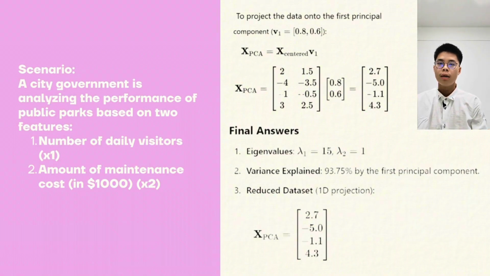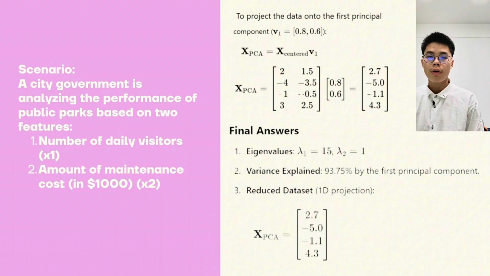To find the PCA, we just need the dot product between X center and phi1, the eigenfactor. After we do the dot product, we will get the PCA, the data with the PCA method. So we get 2.7, minus 5, minus 1.1, and 4.3.